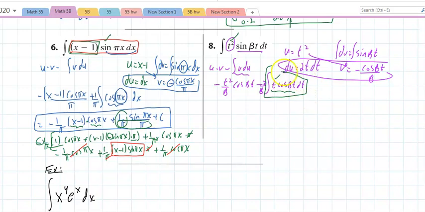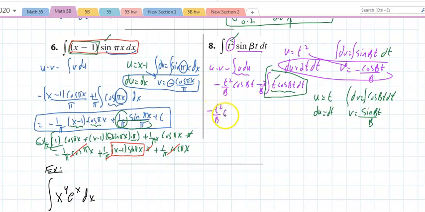If I let u equal t again, and dv equal the cosine of beta t dt, and if I take a derivative, that's dt, and if I integrate, v will be the sine of beta t divided by beta. And this part I just copy down, minus 2 over beta, and now comes this integral.